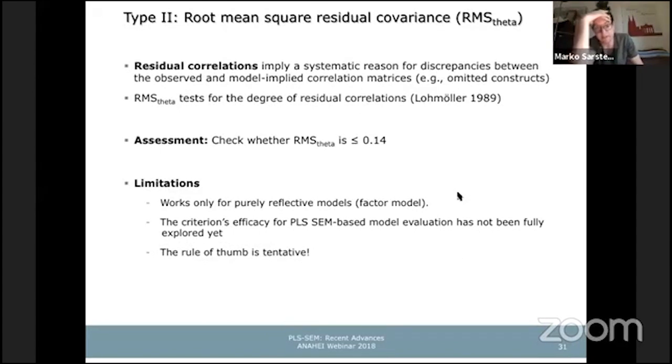Finally, the RMS theta. I'm pretty much in favor of this metric because, from a theoretical point of view, it's convincing. If there are strong residual correlations, there's something wrong in the model, it's a misspecification. This makes sense, but it's only really defined for reflectively specified models. Actually, SmartPLS also gives you the RMS theta for formatively specified models, but this is based on the loadings that you can also compute in the formative specification. So this is really not reasonable. It is only reasonable to interpret it for reflective models. But same thing here: the rule of thumb is tentative, it hasn't been evaluated on a full scale.